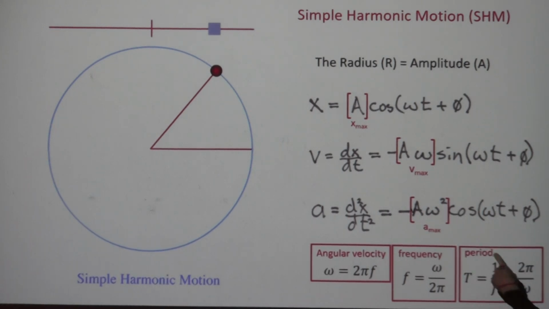Period is equal to 1 over f. You want to get used to that. Frequency is cycles per second, but period would be seconds per cycle. So they're just reciprocals of one another. And hopefully that makes sense.